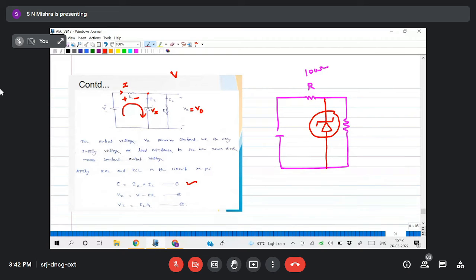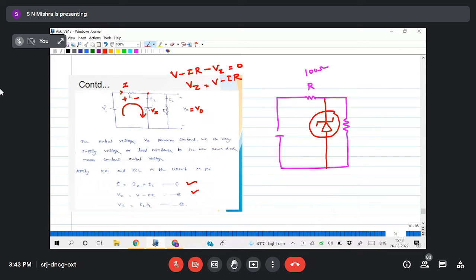And if you multiply with current, then IR. Then what is the voltage? Plus to minus, that is 0. So VZ equals V minus IR. You get it or not? Yes, sir. That is the second equation.